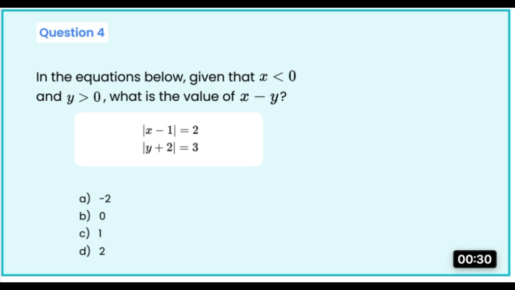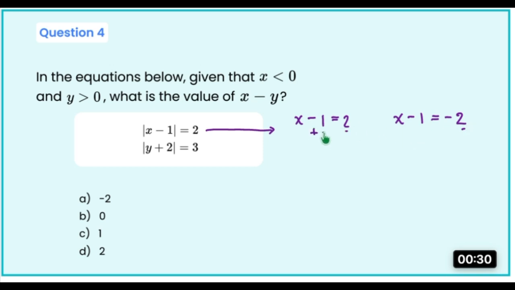Okay, so now it's time for me to solve the problem. So first, let's solve this equation. The absolute value of x minus 1 equals 2. You need to solve two equations for this one, which is x minus 1 is equal to 2 and x minus 1 equals negative 2. Since if you get the absolute value of 2 and also negative 2, both of them give a positive answer. That's why we need to solve the two equations.